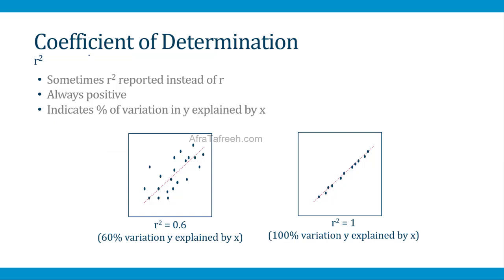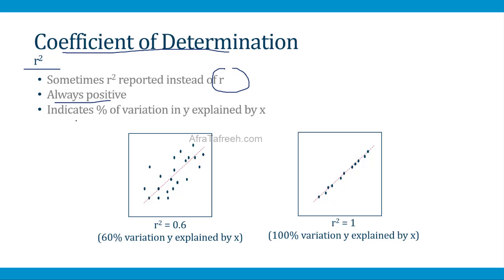Sometimes instead of a correlation coefficient, a related number will be reported called the coefficient of determination. This is also referred to as the R squared. It's called the R squared because it represents the square of the R value. And so because you're squaring the R value, the R squared is always positive. Whether the R is positive or negative, you will always get a positive value for R squared.